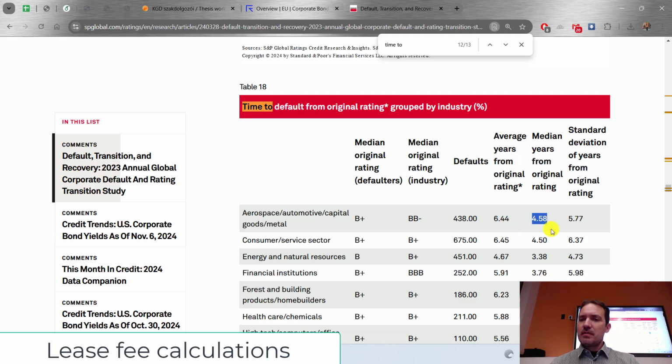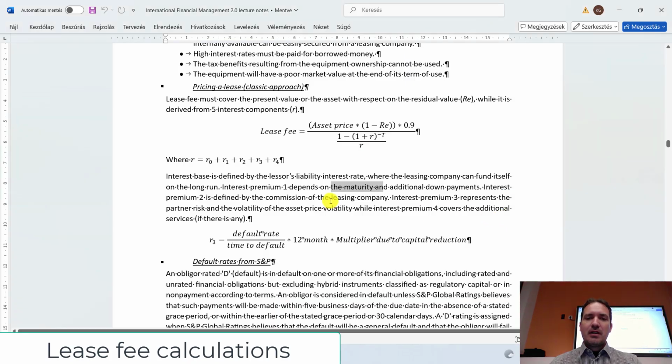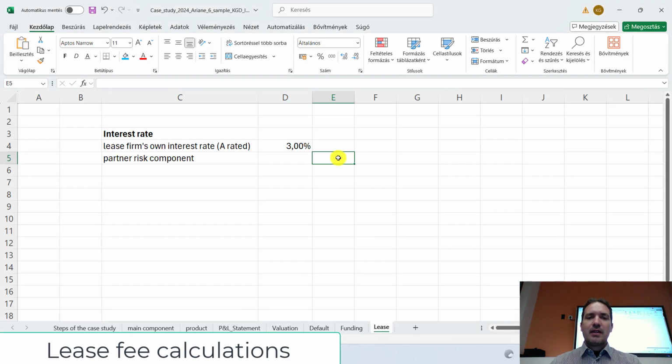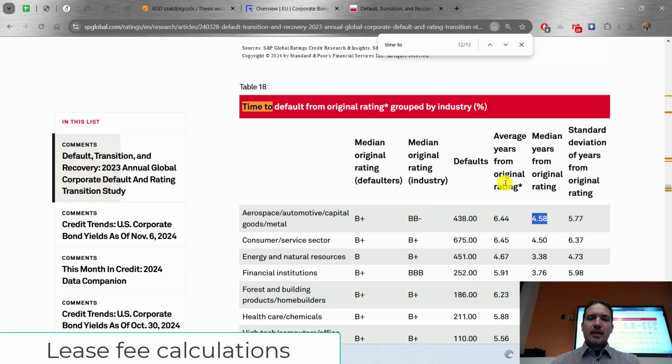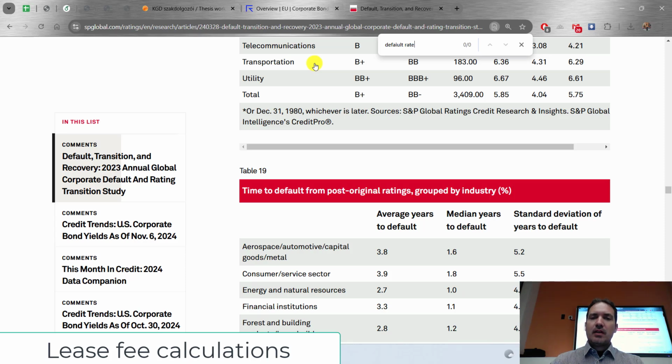Let's choose the lower. I mean, in this case, the conservative one, so this is the lower number, but obviously if we are defaulting, then it will be red. So time to default, this number here. This is in years. The other is the default rate.